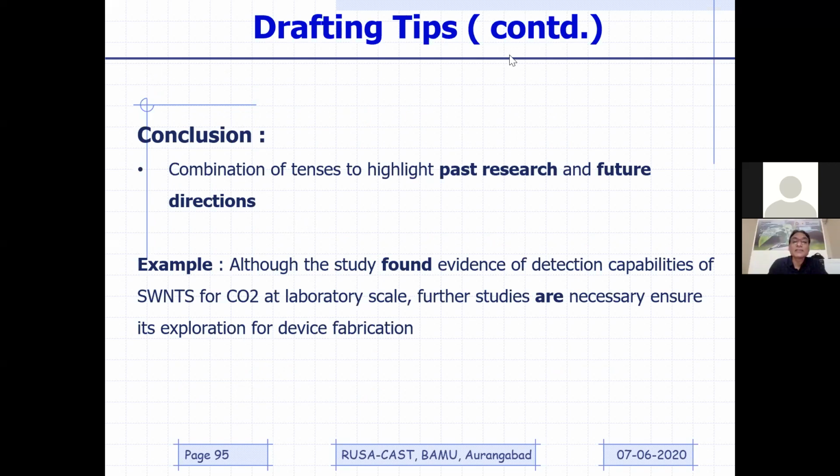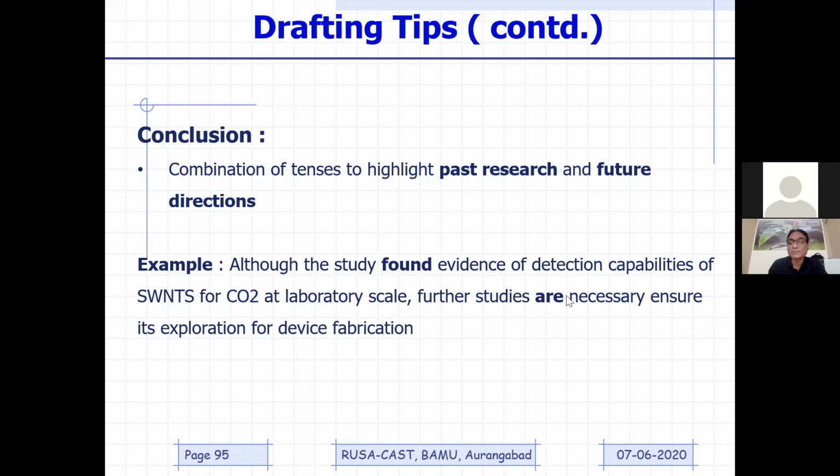Then the conclusion. In conclusion, a combination of tenses is always going to be highlighted: past tense for the research, whatever you have carried out, and future for your future directions. Example: although the study found evidence of detection capabilities of SWT for CO2 at laboratory scale, further studies are necessary to ensure its exploration for device fabrication. So I'm using past tense for summarizing my result, and I'm showing some future directions. Further studies are necessary, right?